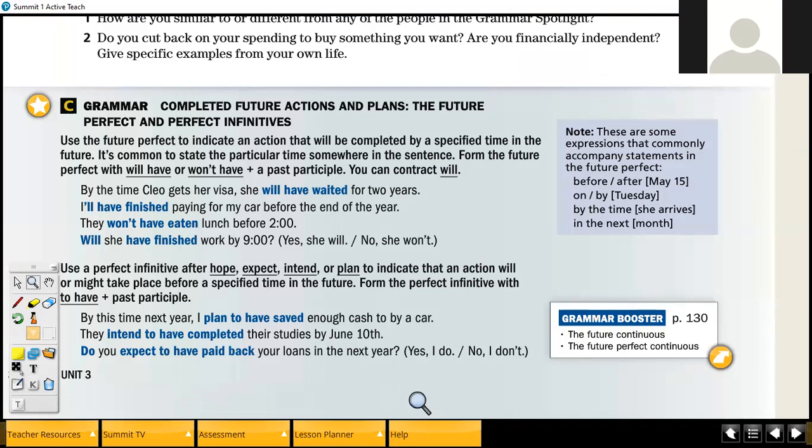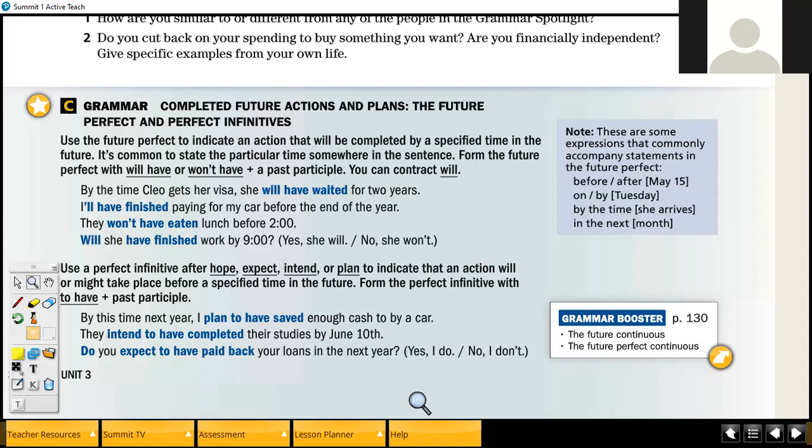Completed future actions and plans: the future perfect and perfect infinitives. Use the future perfect to indicate an action that will be completed by a specific time in the future. It's common to state a particular time somewhere in the sentence. Form the future perfect with will have or won't have plus a past participle. You can contract will. By the time Cleo gets her visa, she will have waited for 2 years.